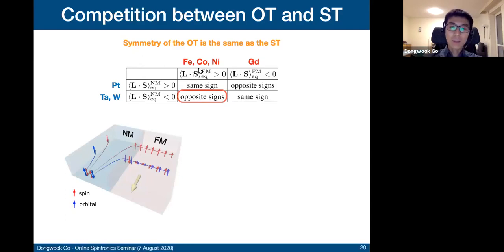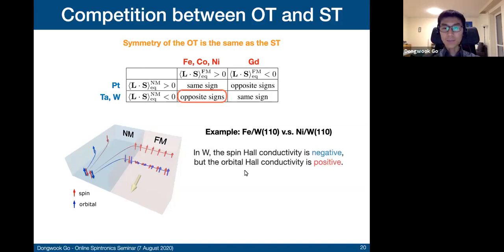But because the spin-orbit correlation in the ferromagnet is positive, the spin and orbital directions should be parallel. Therefore, at the end, the torque caused by spin and the torque caused by orbital compete with each other and cancel each other. One example that I recently found is iron or nickel on top of a tungsten 110 substrate. In this case, the spin Hall conductivity is negative, but the orbital Hall conductivity is positive. But the strength of spin-orbit correlation is different for iron and nickel.